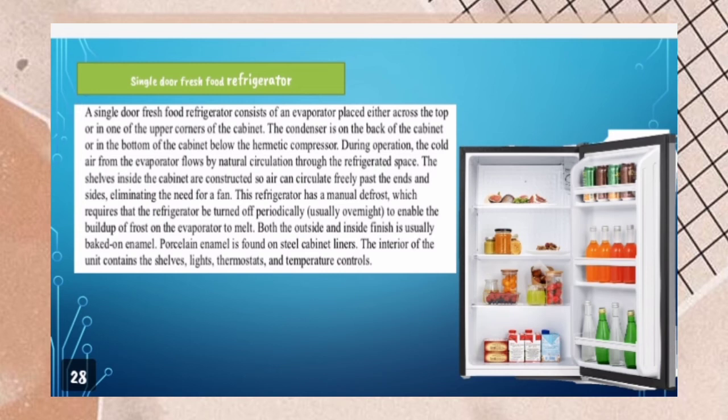for a fan. This refrigerator has a manual defrost which requires that the refrigerator be turned off periodically, usually overnight, to enable the buildup of frost on the evaporator to melt. Both the outside and the inside finish is usually baked on enamel. Porcelain enamel is found on steel cabinet liners. The interior of the unit contains the shelves, lights, thermostats, and temperature controls.